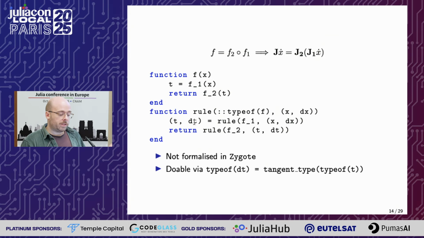And so by restricting the type of dt to be tangent type t, we can much more thoroughly test the rule for f1. We can make sure that it always returns the correct type, because we know that there is one correct type that you must return. And when you're writing the rule for f2, you know that you are definitely going to receive a tangent of type tangent type t, and anything else is an error, and it's not your fault.